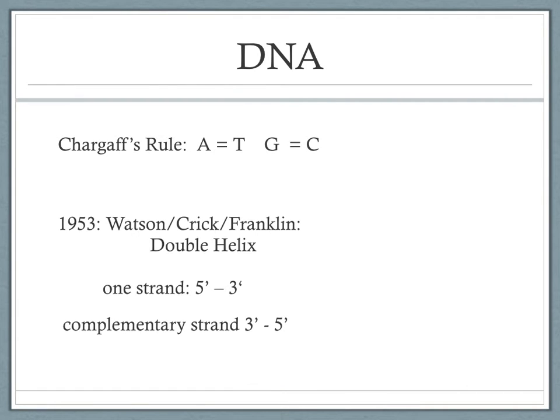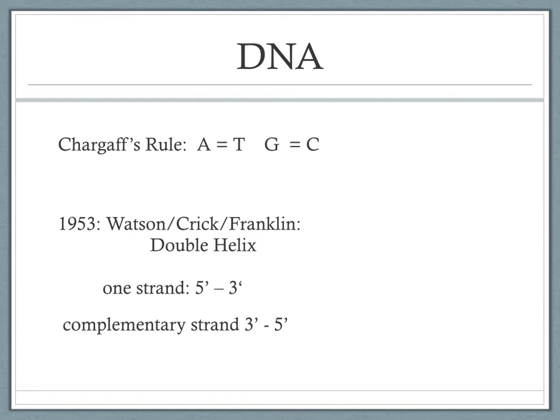Some of the early studies on DNA showed that for every adenine molecule in DNA, Chargaff's rule showed that each adenine was matched by an equal number of thymines. In the same way, each guanine was matched by an equal number of cytosines. So these two pairs always link to each other.